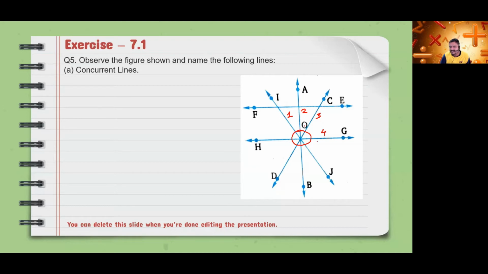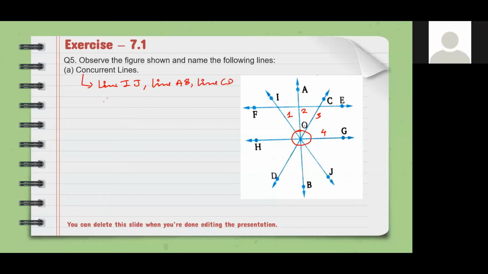Lines will be like this. IJ is the line. AB is the line. CD is the line. GH is the line. So what will be the answer then? Line IJ, line AB, line CD, and line GH. So these are the 4 lines that are concurrent because they are passing through a single point O.